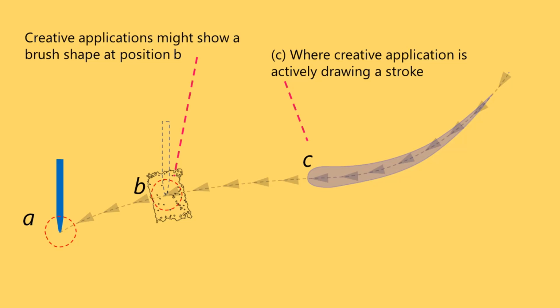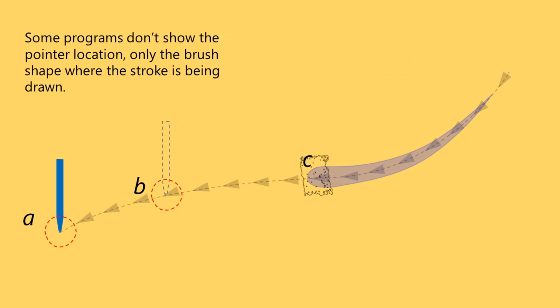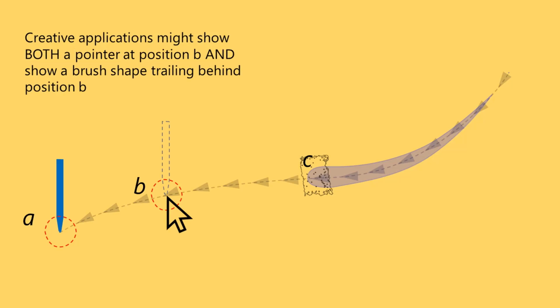So far, I've been showing you pointer lag on the operating system desktop. What about in a creative application, one where you are drawing strokes? Well, these kinds of creative applications vary quite a bit in how they show the pointer location. Some will show a brush shape at the pointer location. Other times they don't show a pointer location at all. And sometimes they show the pointer location separately from the brush location. So it can be a little tricky to figure out where the pointer is in some of these applications.